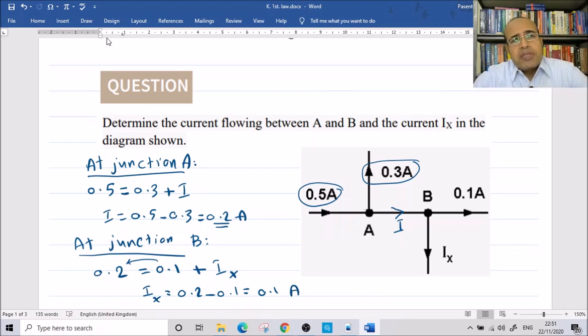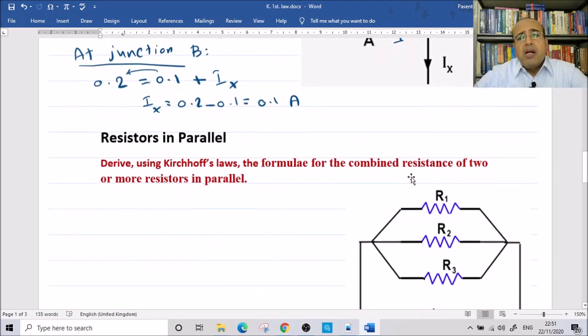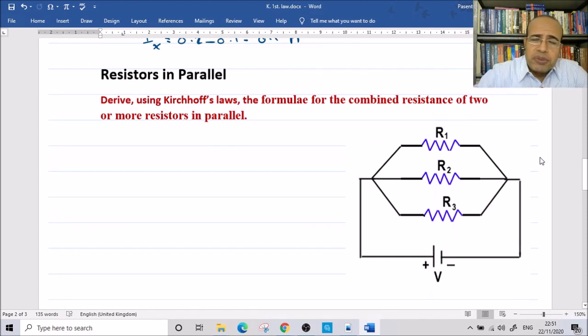Now, let us study resistors in parallel, because we use Kirchhoff's first law to deduce the formula of resistors in parallel. That is an important question. Derive using Kirchhoff's laws. Now we use Kirchhoff's first law. The formula for the combined resistance of two or more resistors in parallel.